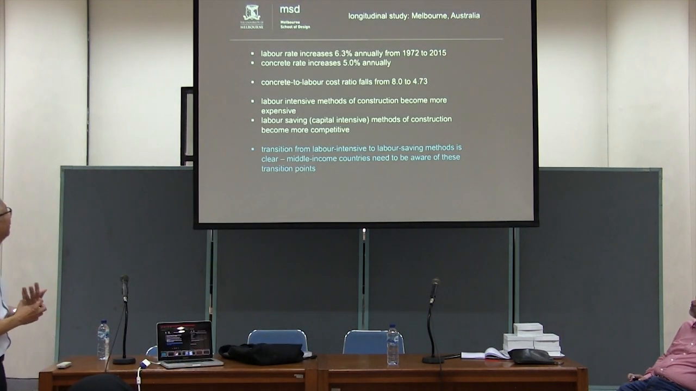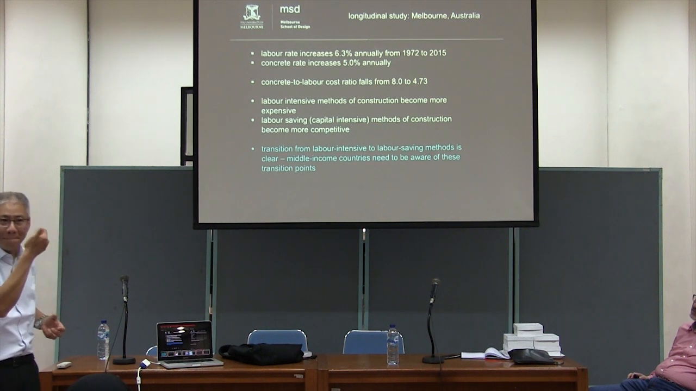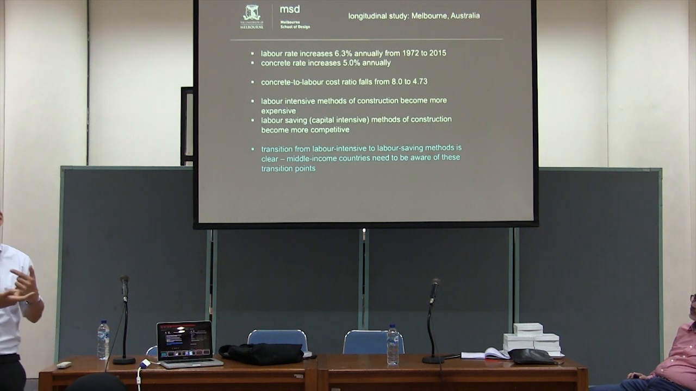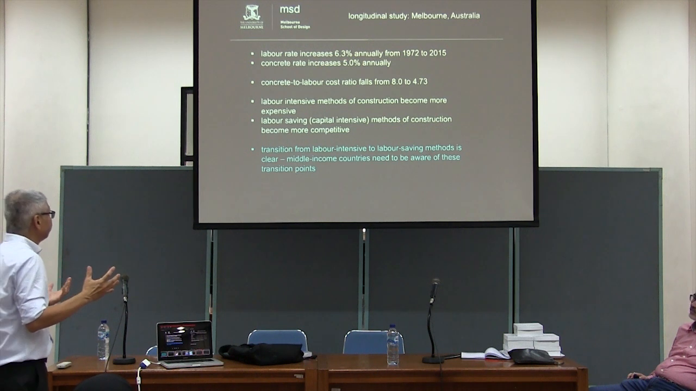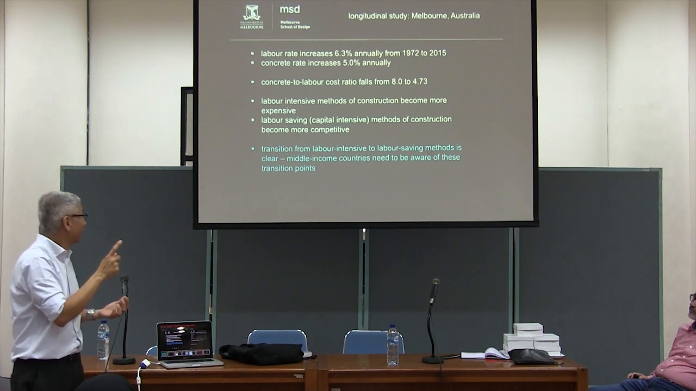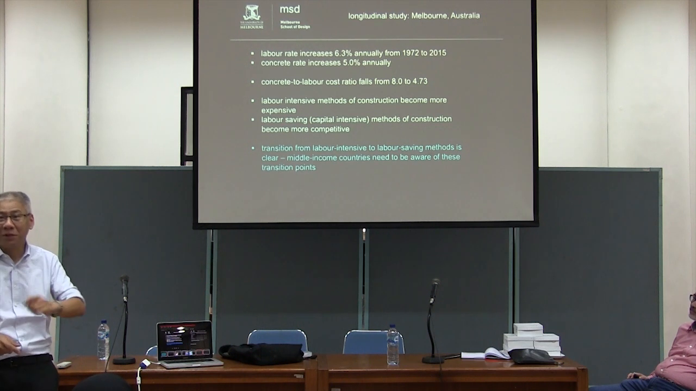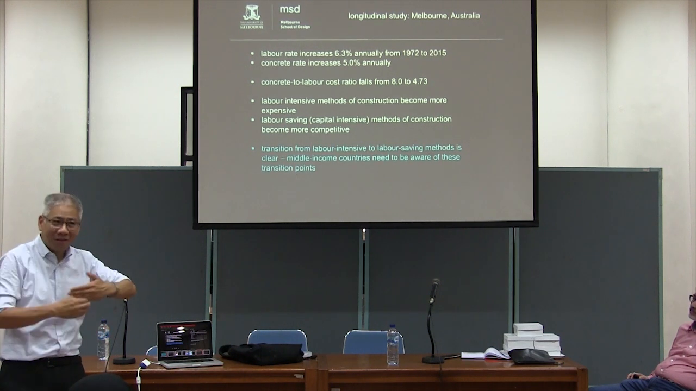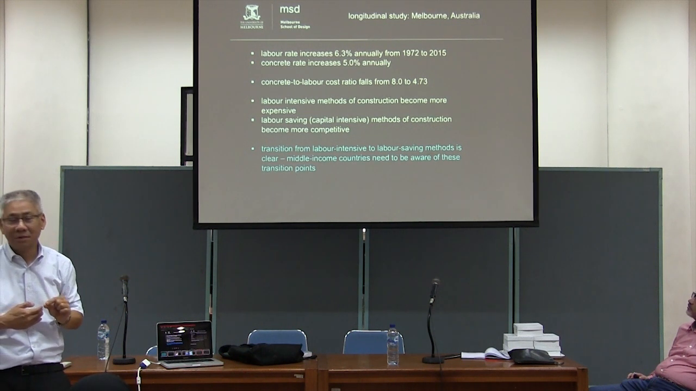See, our labor rate increased at 6.3% annually. Our concrete rate only increased at 5%. So the concrete to labor ratio changes at one particular year. Bang, it changes over, flips. A new technology becomes more economical. What I want to say is this: the transition from labor-intensive to labor-saving methods is clear. It is possible if you spend enough time looking at longitudinal data. It is possible to identify the transition points.